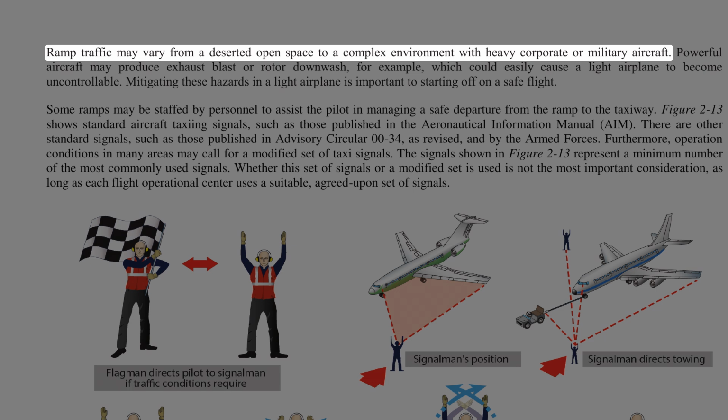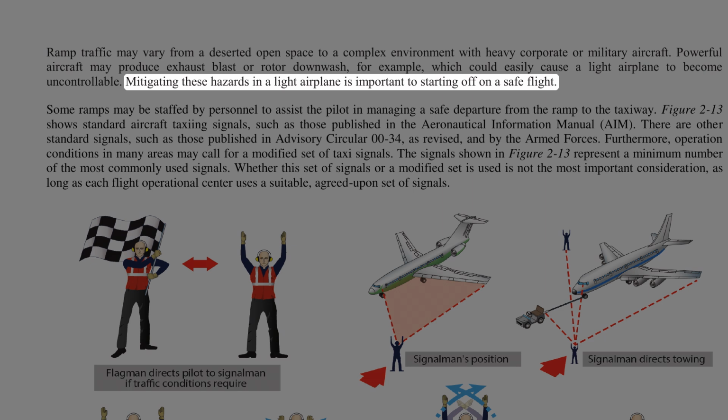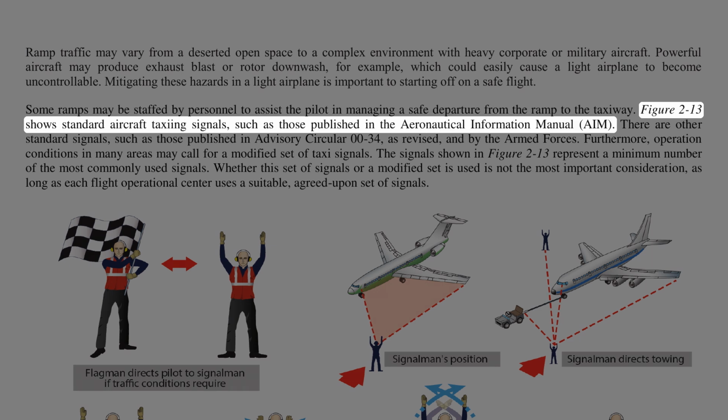Ramp traffic may vary from a deserted open space to a complex environment with heavy corporate or military aircraft. Powerful aircraft may produce exhaust blast or rotor downwash, for example, which could easily cause a light airplane to become uncontrollable. Mitigating these hazards in a light airplane is important to starting off on a safe flight. Some ramps may be staffed by personnel to assist the pilot in managing a safe departure from the ramp to the taxiway. Figure 2-13 shows standard aircraft taxiing signals, such as those published in the Aeronautical Information Manual, AIM.